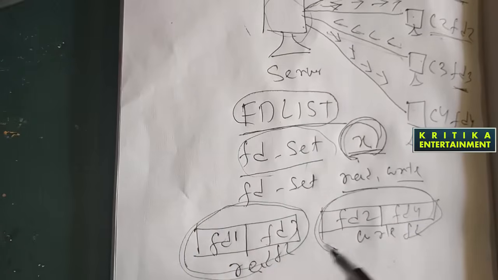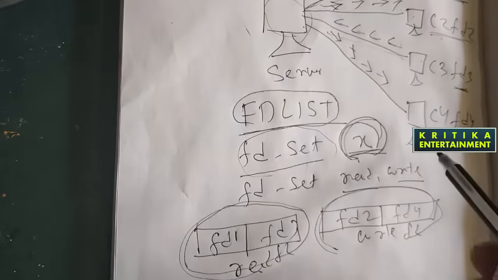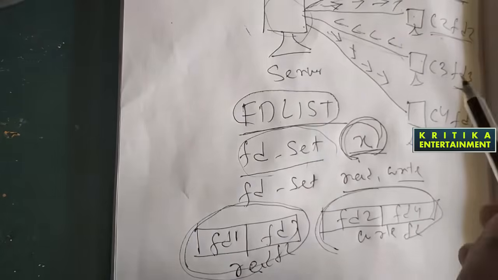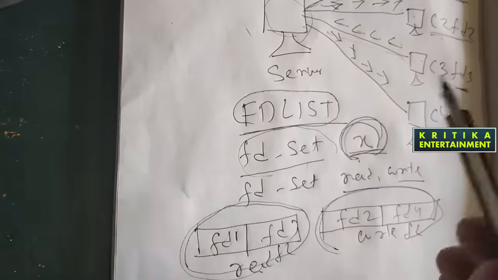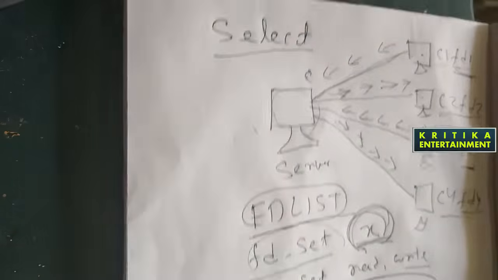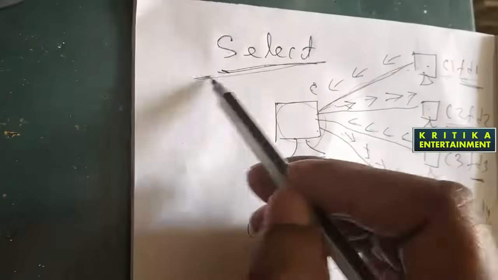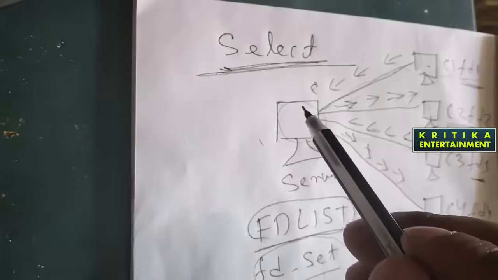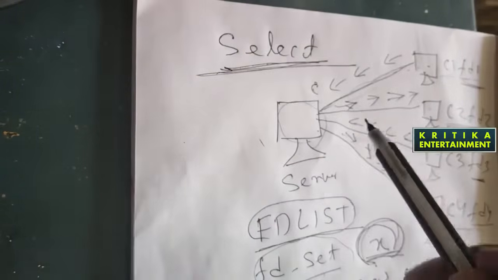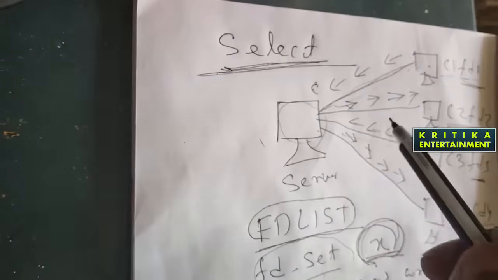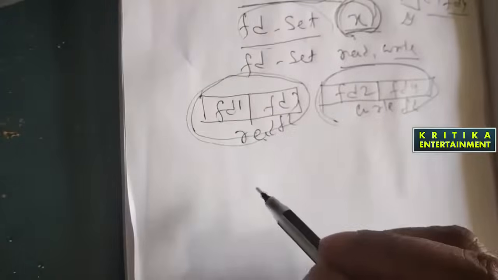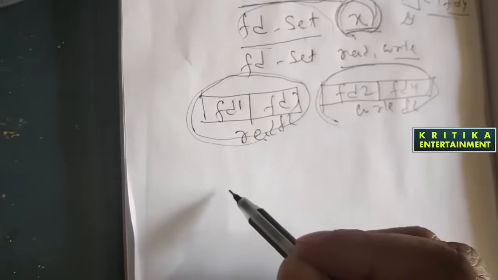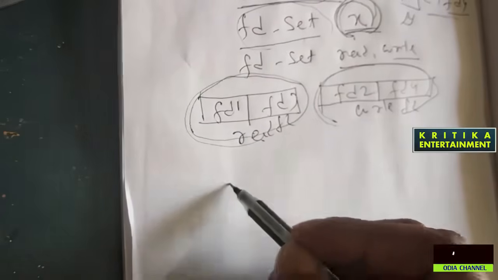Then if there are a number of FDs, how do we know which FD is currently used for reading? So the select function is used. The select function is used to choose which FD currently has data available to read from the client. So how do we write it? Now the select function.